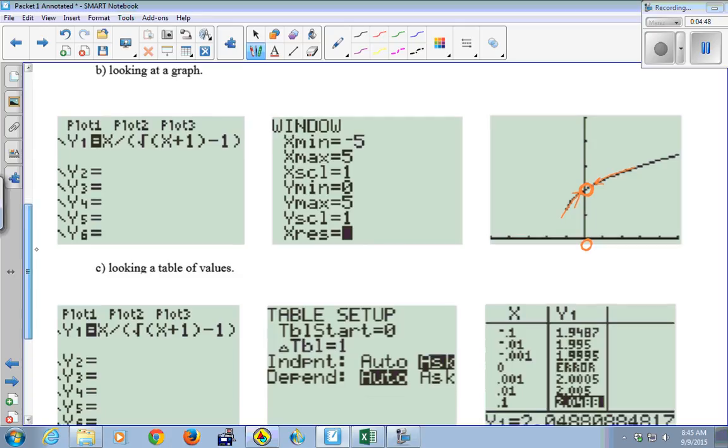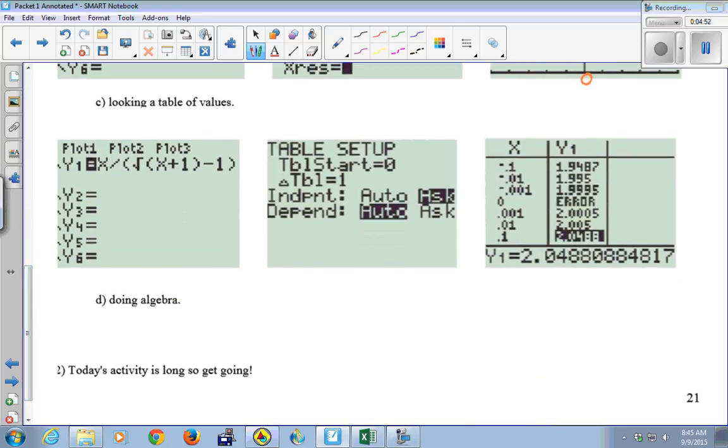Okay, we can look at a table of values. So again, in Y1, I put the formula, the fraction. Then I went to table setup and I changed my independent variable to ask. So if you don't know how to do this, I'll come around when you're doing your activities and help you set up your own calculators. But this lets you type in any x value you want, and it'll automatically tell you the y value. So then you go to your table, and I typed in negative 0.1, negative 0.01, negative 0.001, numbers getting closer and closer to zero, right? Smaller and smaller and smaller. And then I did it on the positive side too, 0.001, 0.01, and 0.1.